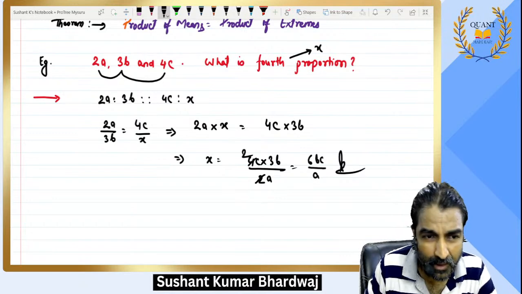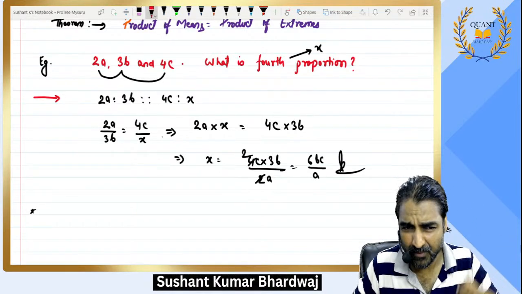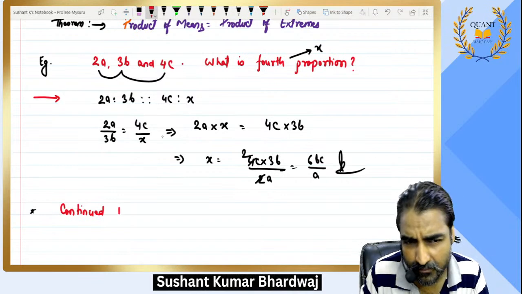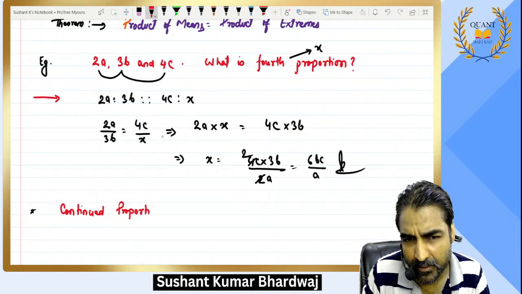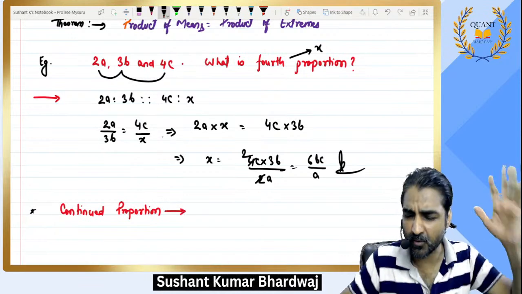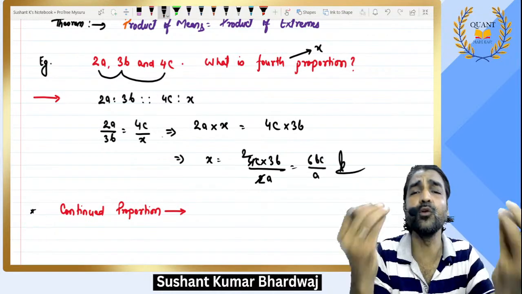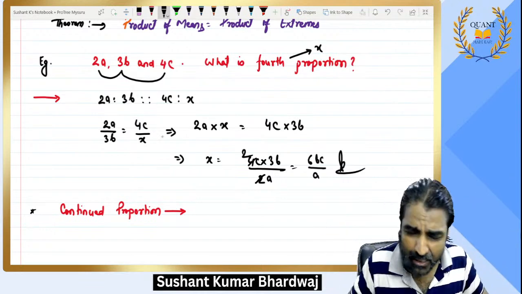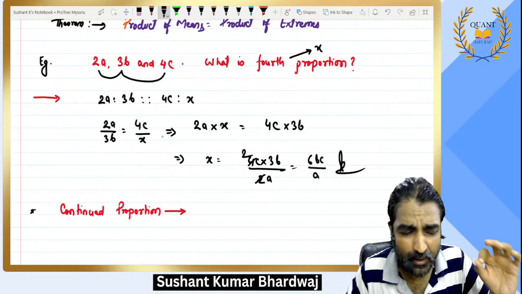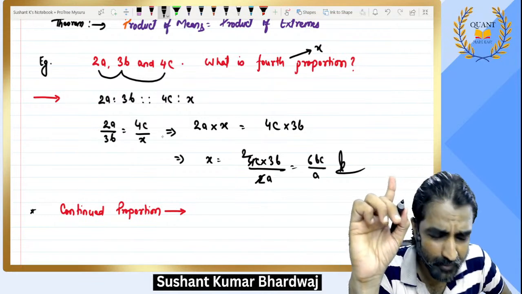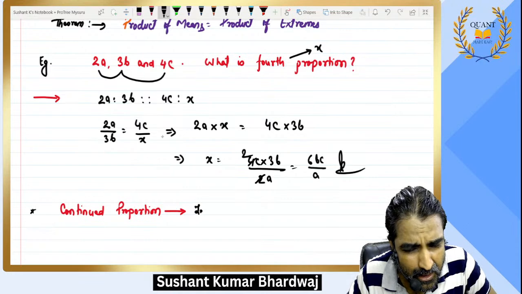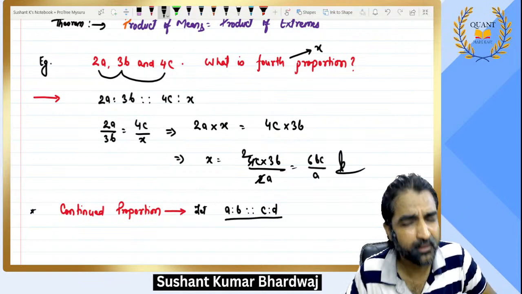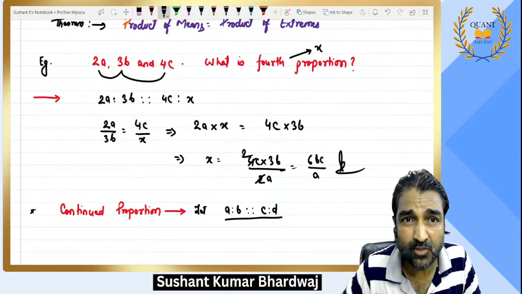Now see, there is one concept on continued proportion. What is continued proportion? Suppose there are only three items, A, B and C. One thing I would like to tell you: let A is to B be proportional to C is to D. Remember, this is not continued.